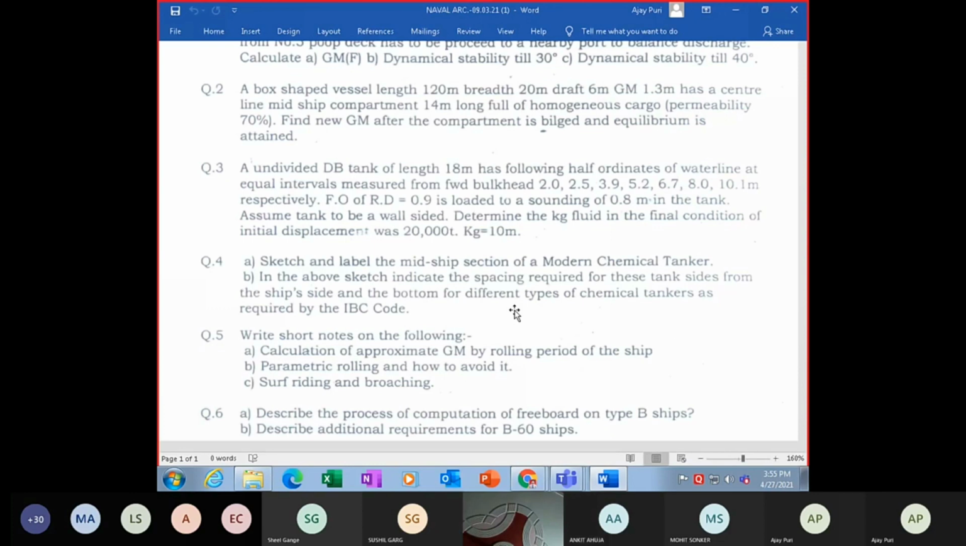Type 2 will have 76 centimeter double hull, the minimum requirement there. And the DB will be B by 15 or 6 meters, whichever is less. Similarly, type 1 will be 11 meters or B by 5, whichever is less. So just consult with your notes also. That you have to make accordingly.